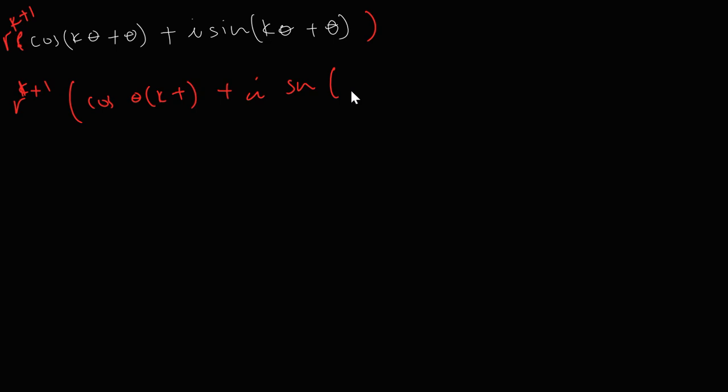sine. Take out a common factor theta, right? Then I'll be left with theta, and then it will be k plus 1, close. And if you notice very well, that was our left hand side, right? It is exactly the same as our right hand side. That's exactly what we're required to prove.